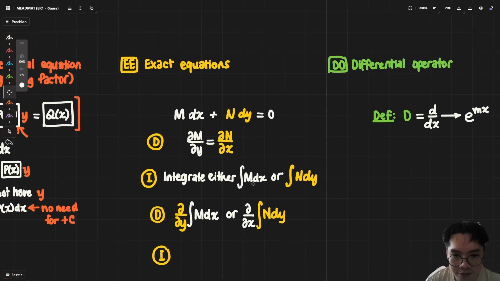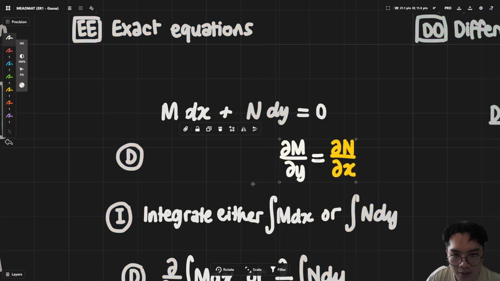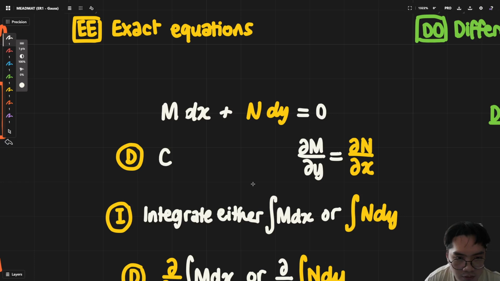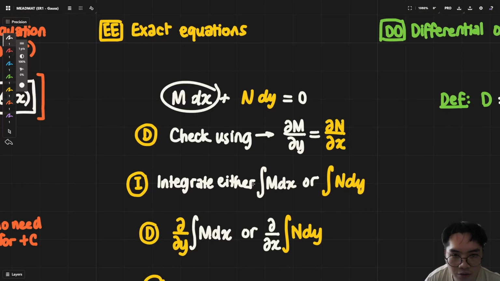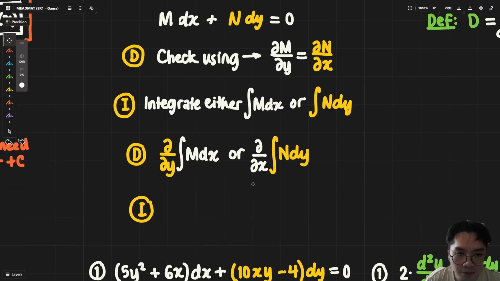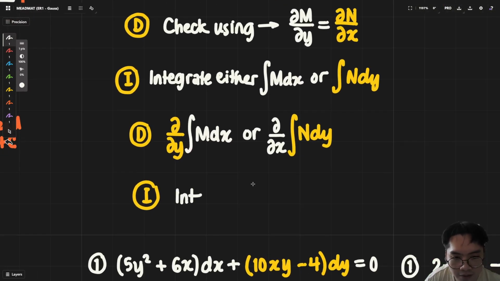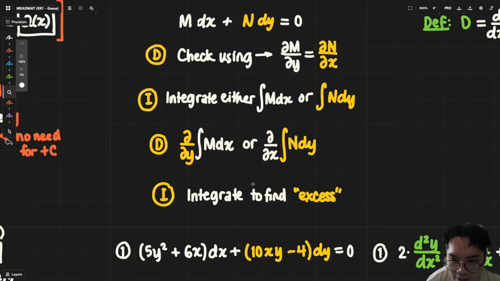So first, we check, let me move this a little bit, check using this thing. And then either integrate this or this. And then derive it with respect to the other variable, and then integrate to find the excess. It's better to explain if I show you the solution.